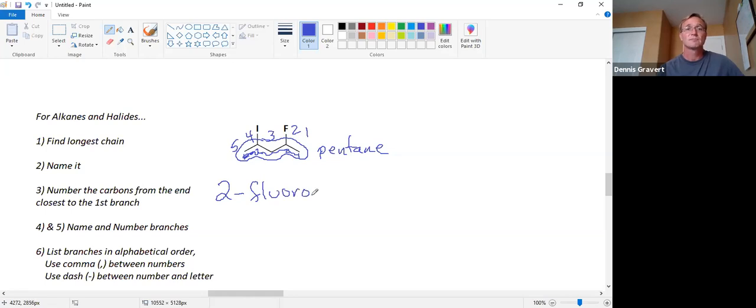Fluorine's got the flu. Did I do this right? 2-fluoro-3-iodopentane. Good. I think I did. Yay.